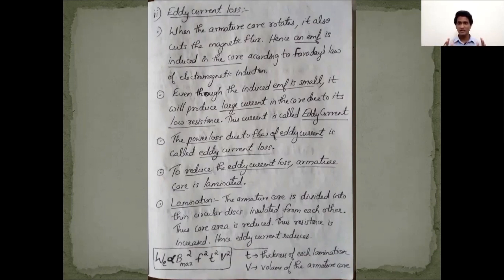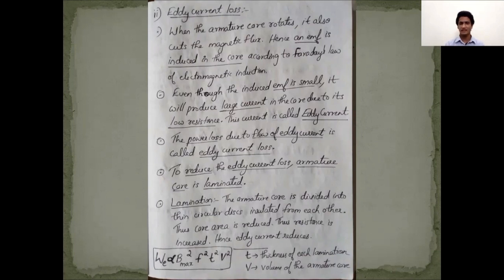My armature core area is very large, and as we know, resistance is inversely proportional to area. R is equal to rho L by A. Since resistance is inversely proportional to area, due to the large area of the armature core, its resistance is very less. Due to its very low resistance, a very large current flows through the armature core, and this current is called eddy current. When the armature core is rotating in a magnetic field, a small EMF is induced in it. Due to the low resistance of the armature core, a very large current will be produced in the core, and that current is called eddy current.